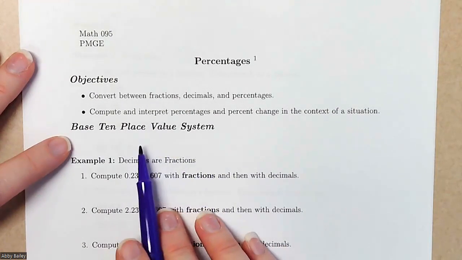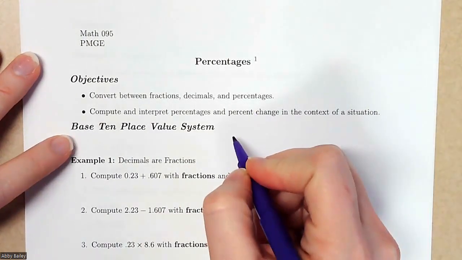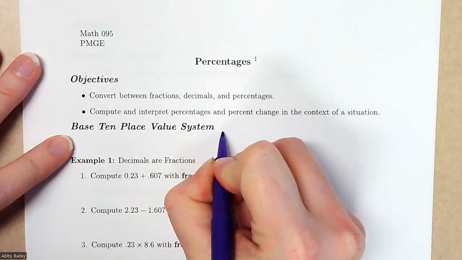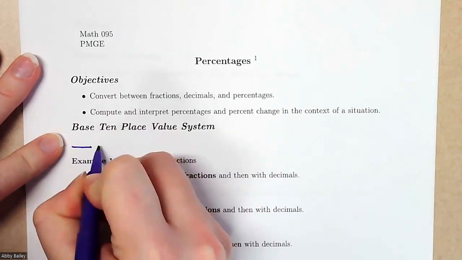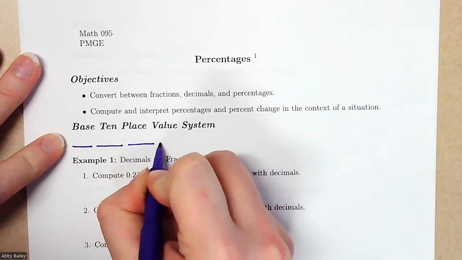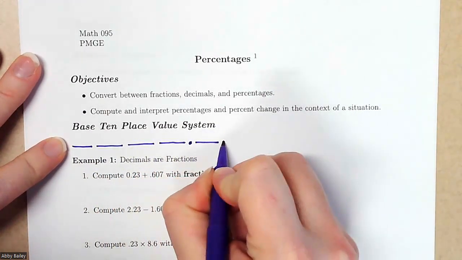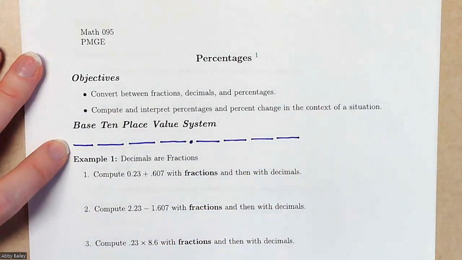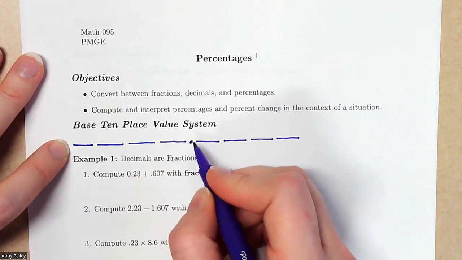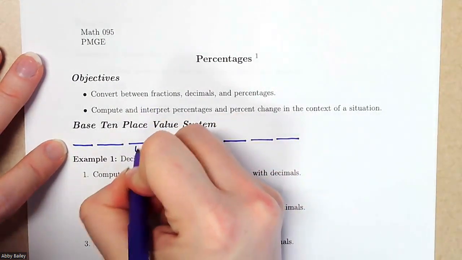Okay, let's begin with the base 10 place value system. I'm going to draw this out here. Let's go 1, 2, 3, 4 at least, and then let's do 4 on this side too of the decimal. So here we have the decimal. So this would be our ones place.